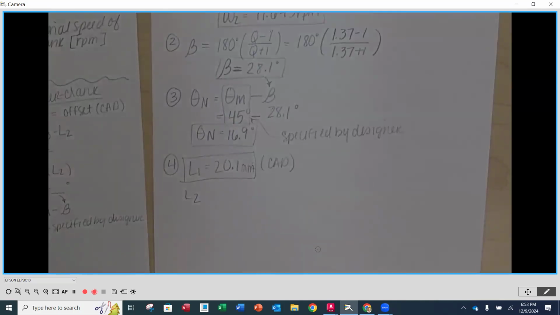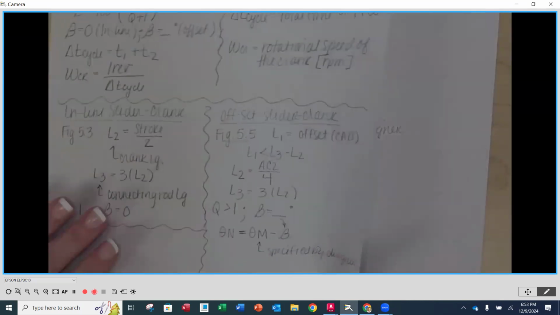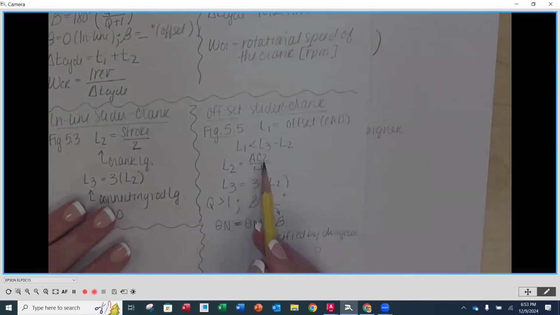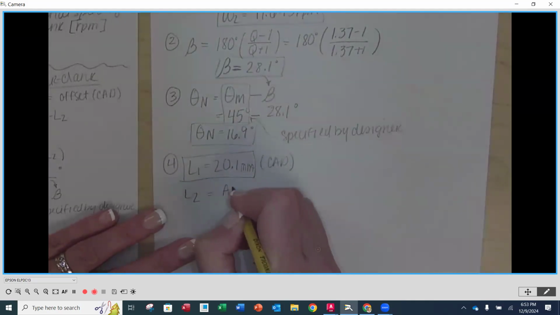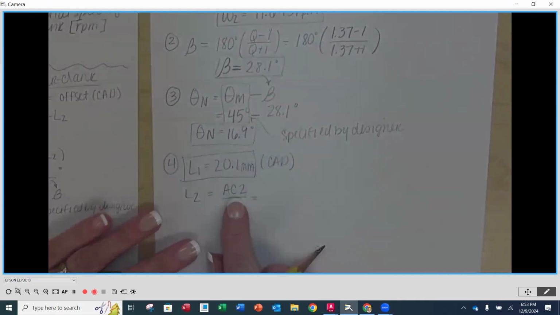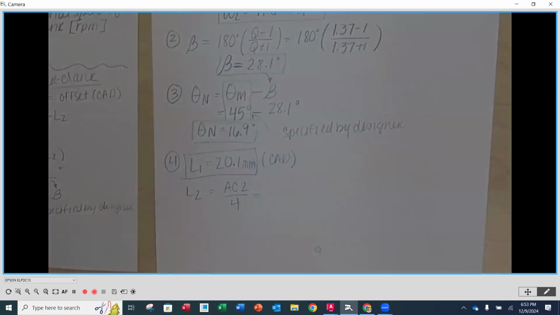So now we're going to find our L2. L2 we know is going to be AC2 divided by 4. So this is going to be AC2 divided by 4. Now, the AC2 we're going to measure off of our diagram.